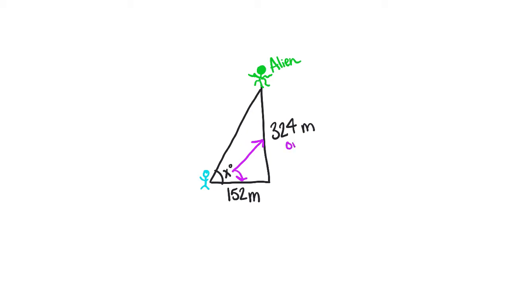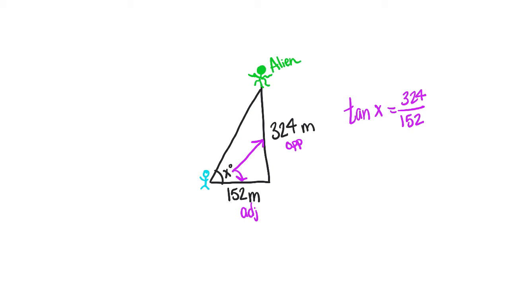That 324 is our opposite. That 152 is our adjacent. So we're going to go ahead and use tangent. And so we're looking at the tangent of x equaling 324 over 152.